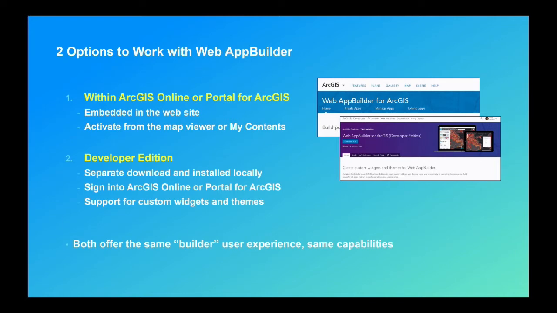You get to do custom widgets. You get to do some custom themes. And we'll do an example of how we find a theme and a custom widget, and then we can bring it into Web App Builder. And all of this offers the same builder user experience and the same capabilities throughout all of them. So it's not like you lose one from another. The only thing you lose is the extensibility part if you're going from Developer Edition to online. That's the only thing you lose. It's the same experience throughout.